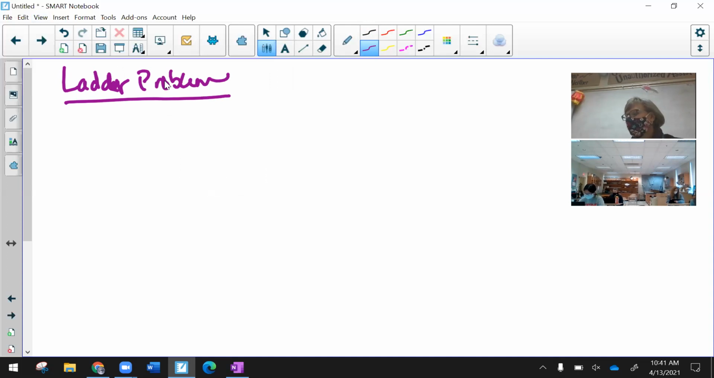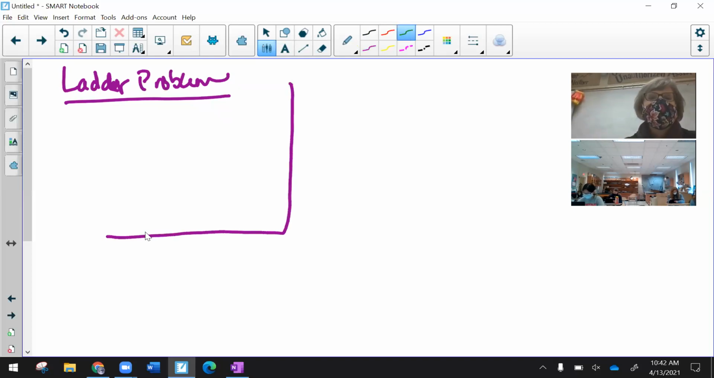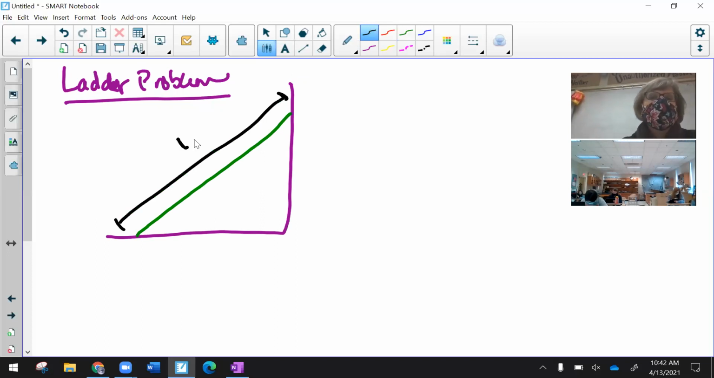Okay. All right. So a uniform ladder of mass m and length L leans at an angle theta against a frictionless wall. If the coefficient of static friction between the ladder and the ground is mu, what is the minimum angle at which the ladder will not slip? Okay. So I have my ladder here, and it has some length L, it's got a mass m, and it makes an angle theta with the ground.